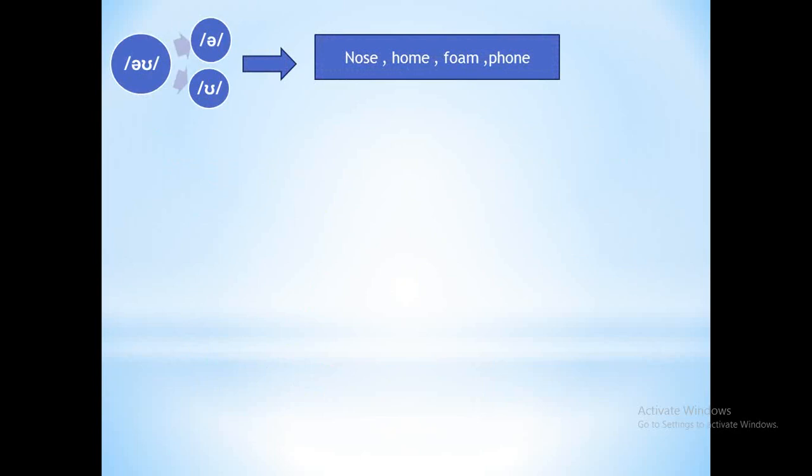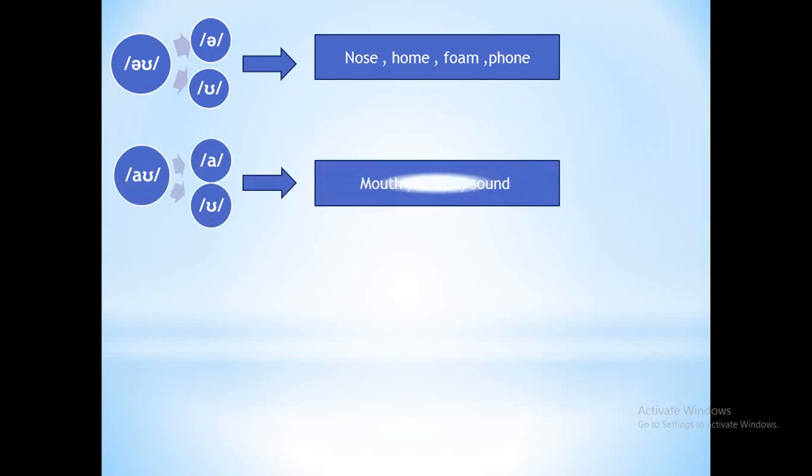And we have O, like nose, home, form and phone. Next one is ow, like mouth, house, sound.